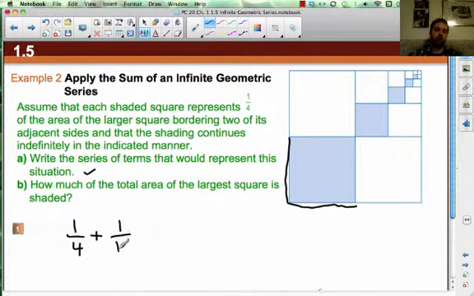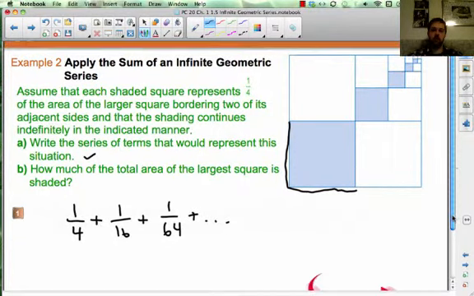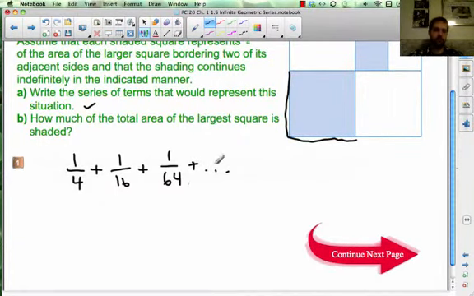So 1/4 of a quarter is 1/16. Then we're taking this thing that's been divided into quarters, and we're shading just a quarter of it. So we're taking a quarter of a quarter of a quarter, and you can see the trend here that's going to continue, and that will make an infinite series that will go on forever. Hence the word infinite. How much of the total area of the largest square is shaded?